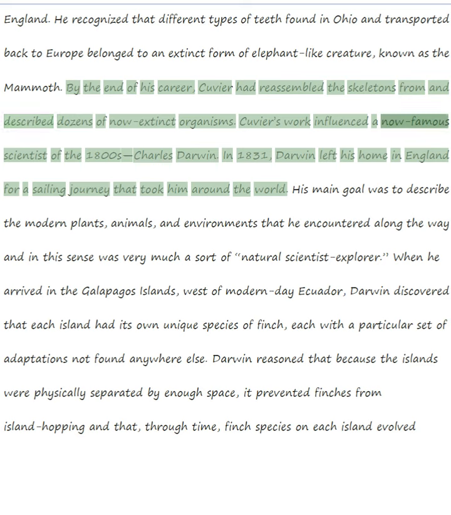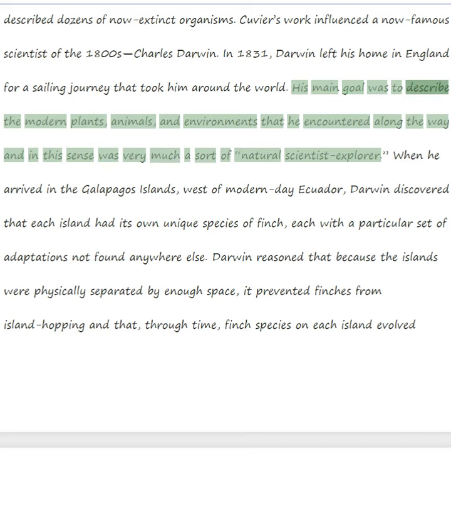Cuvier's work influenced a now famous scientist of the 1800s, Charles Darwin. In 1831, Darwin left his home in England for a sailing journey that took him around the world. His main goal was to describe the modern plants, animals, and environments that he encountered along the way, and in this sense was very much a natural scientist explorer.